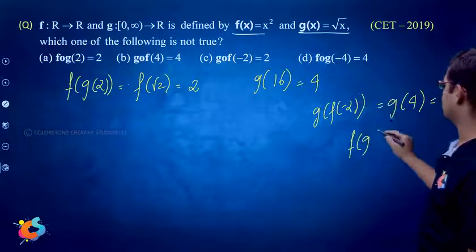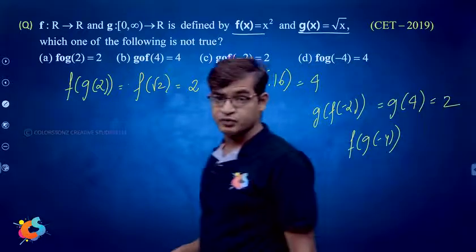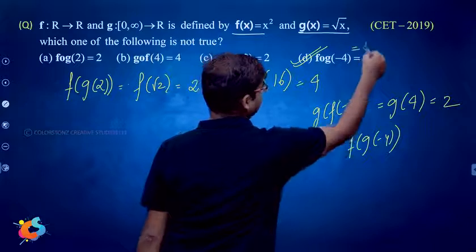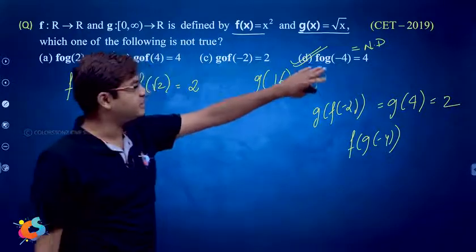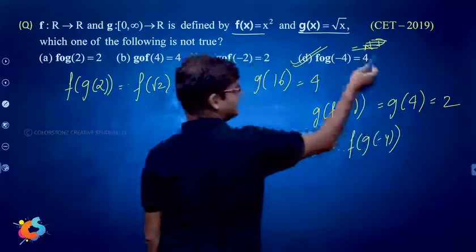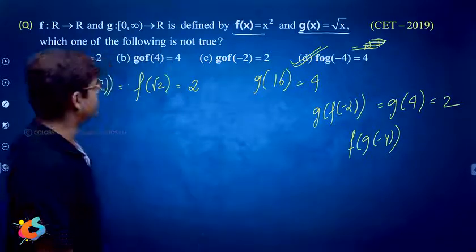So g of minus 4. Now g of minus 4, how will it be defined? This we have root. So the actual answer is, this is not defined. Means, if you're actually giving the answer, that is not defined. But we want to take the wrong answer. So therefore, this is equal to 4 is the wrong answer. Okay. Let us take the next question.